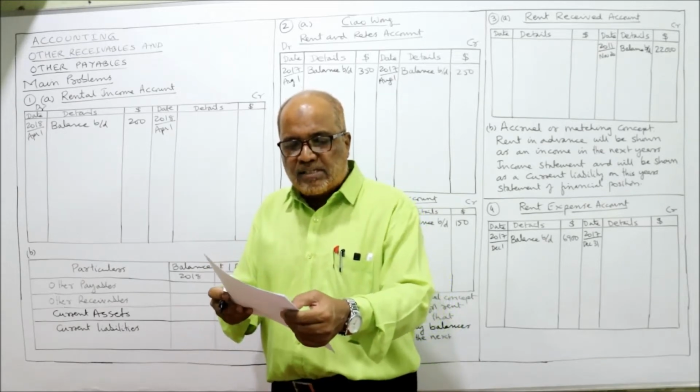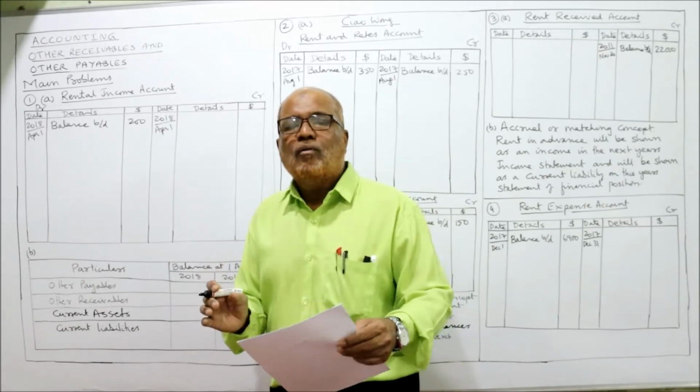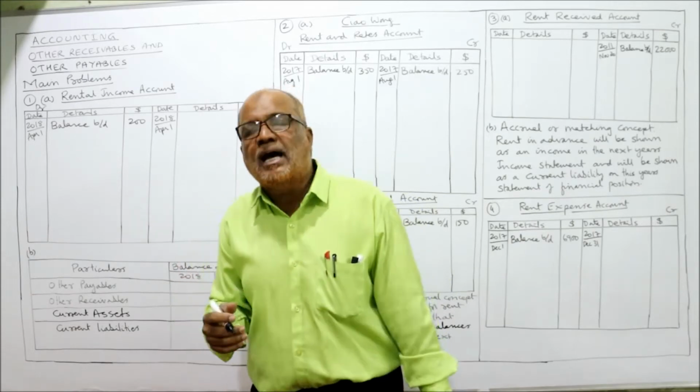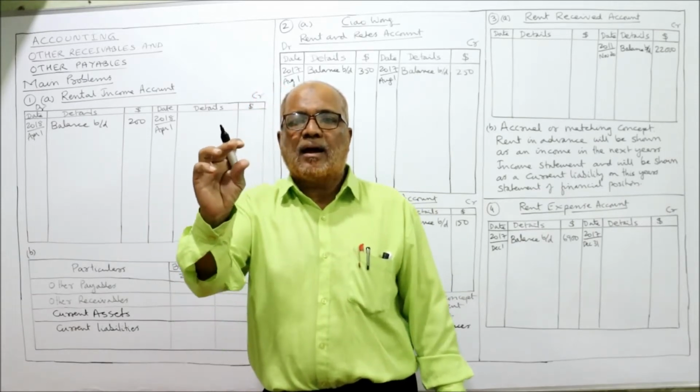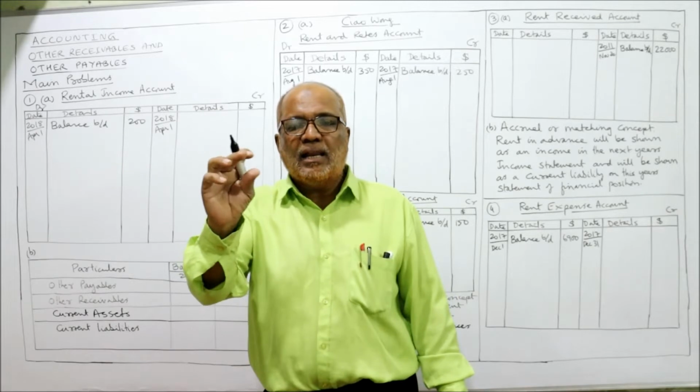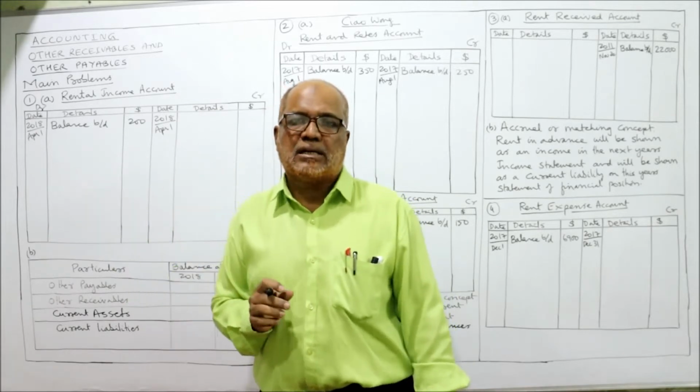Now, the other months received. Now, whatever rent is received, the entry will be bank account debit, rental income account credit.